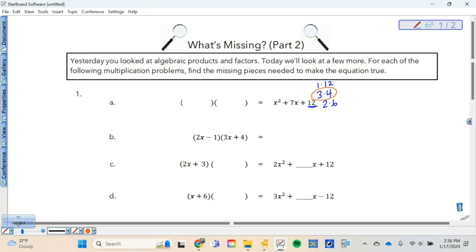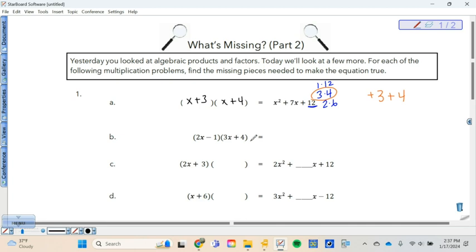3 and 4. Right? And it's a positive 3 and a positive 4, right? Because positive times a positive will give me this positive, positive plus a positive will give me this positive. That means that my factors will be x plus 3, x plus 4, right? X plus 3, x plus 4.